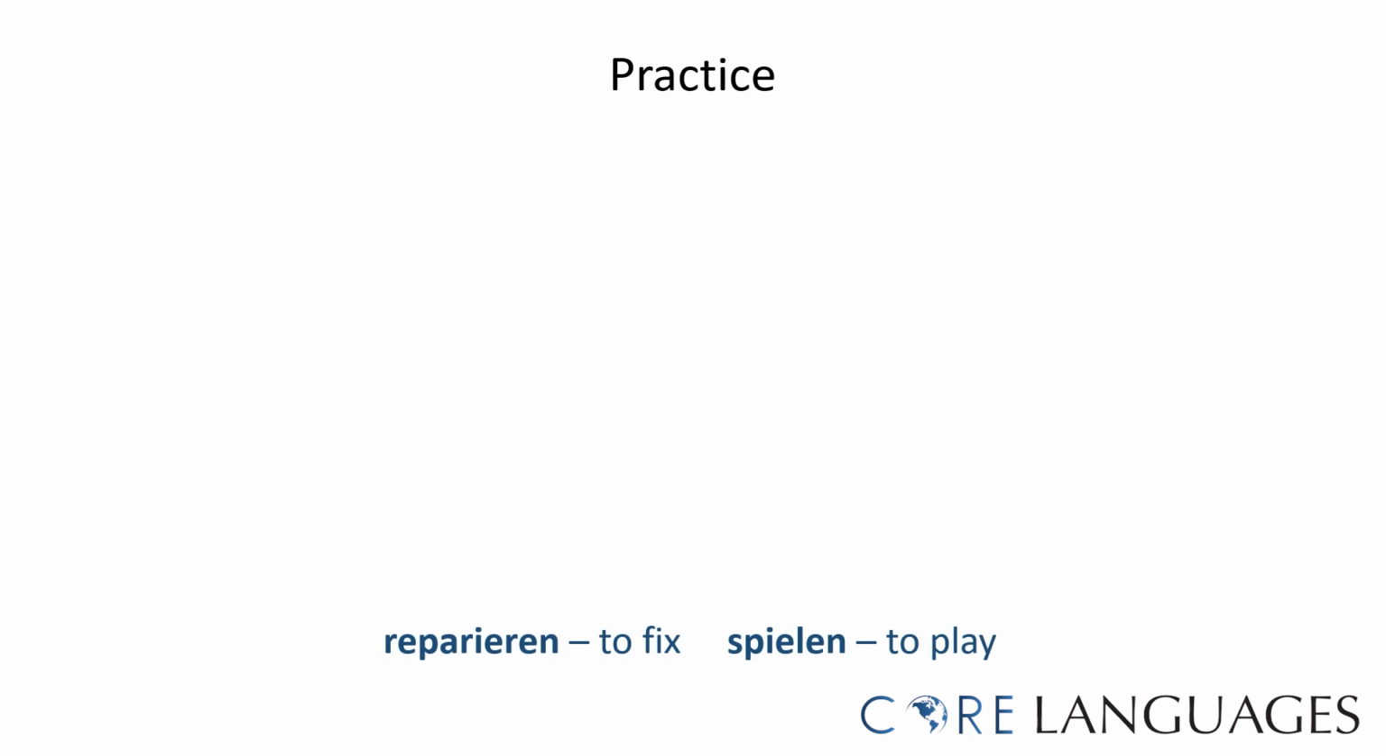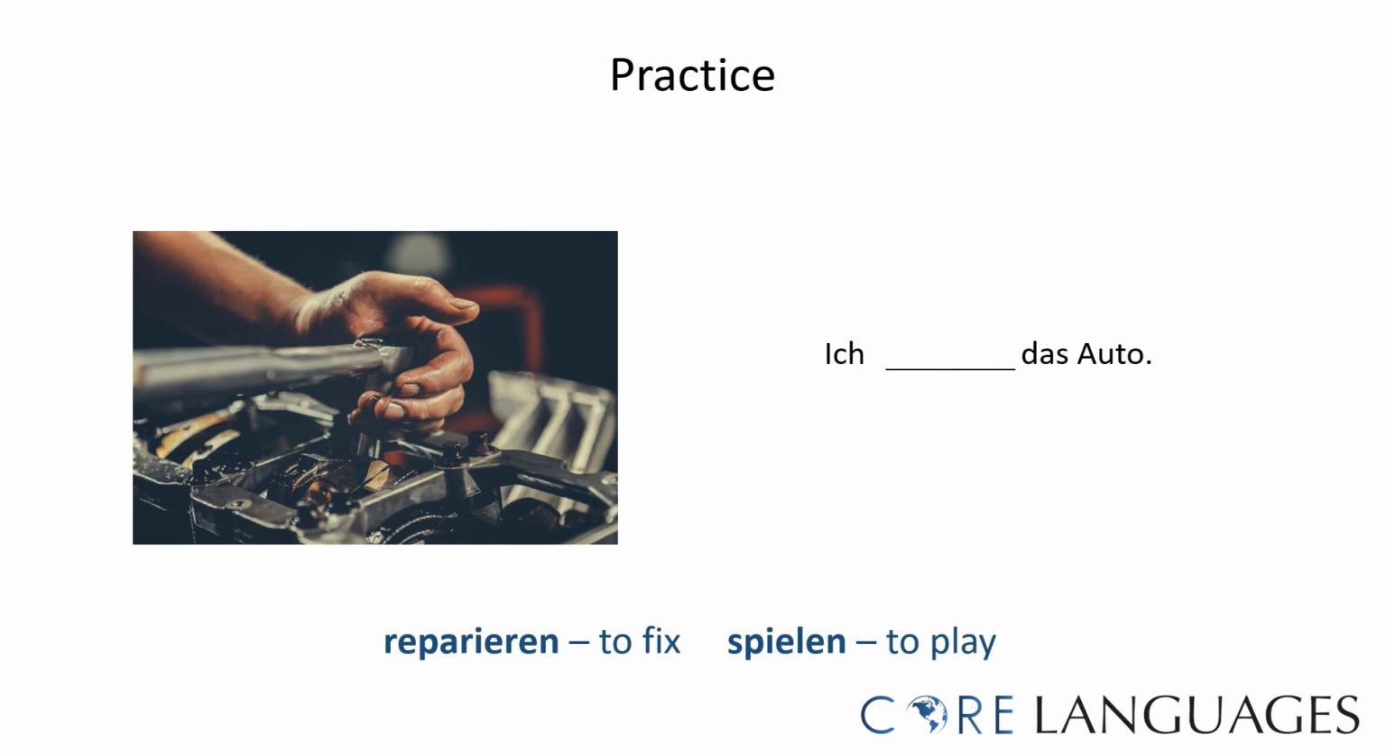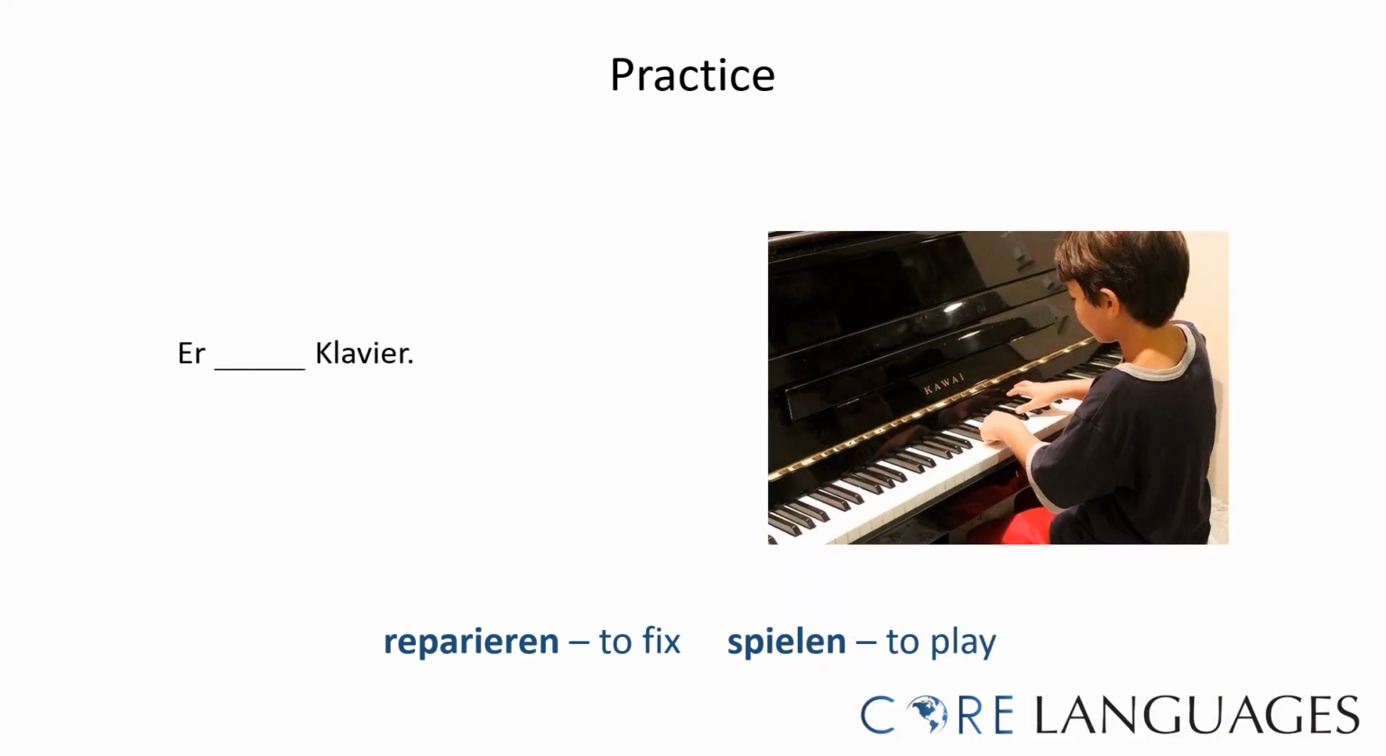Look at the following two examples and try to choose between reparieren, to fix, and spielen. Try to conjugate the verb based on the subject. Ich repariere das Auto. Er spielt Klavier. He plays the piano.